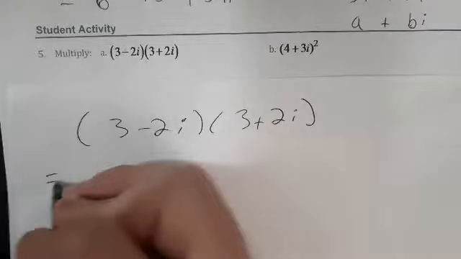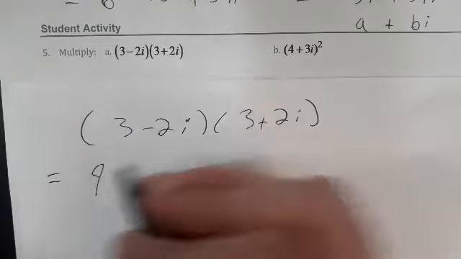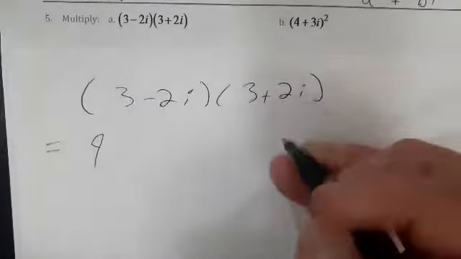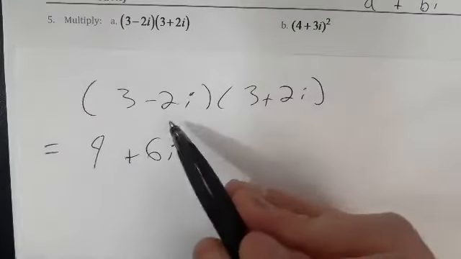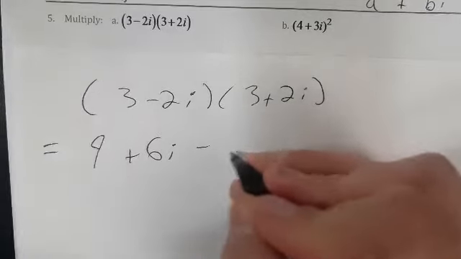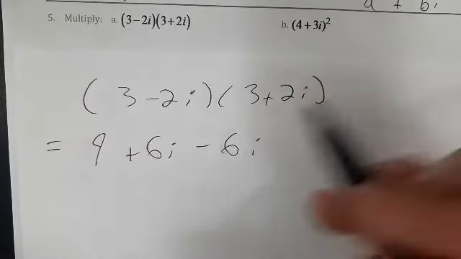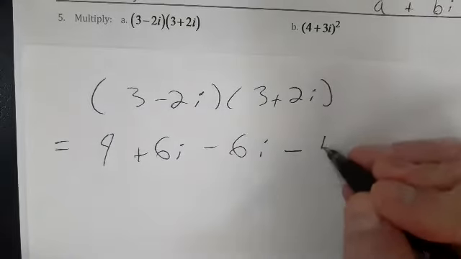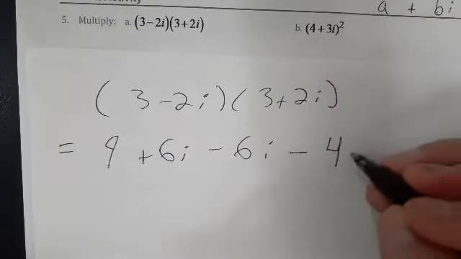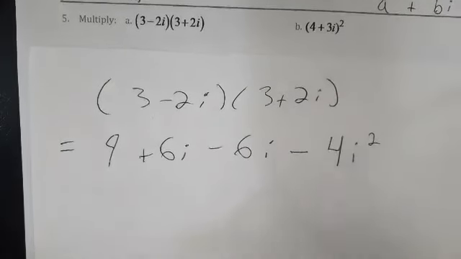3 times 3 is going to give me 9. I'm going to do 3 times 2i, which gives me plus 6i. Minus 2i times 3 is going to give me minus 6i. And I have a minus 2i times 2i, which is going to give me minus 4, and i times i is going to give me i squared.